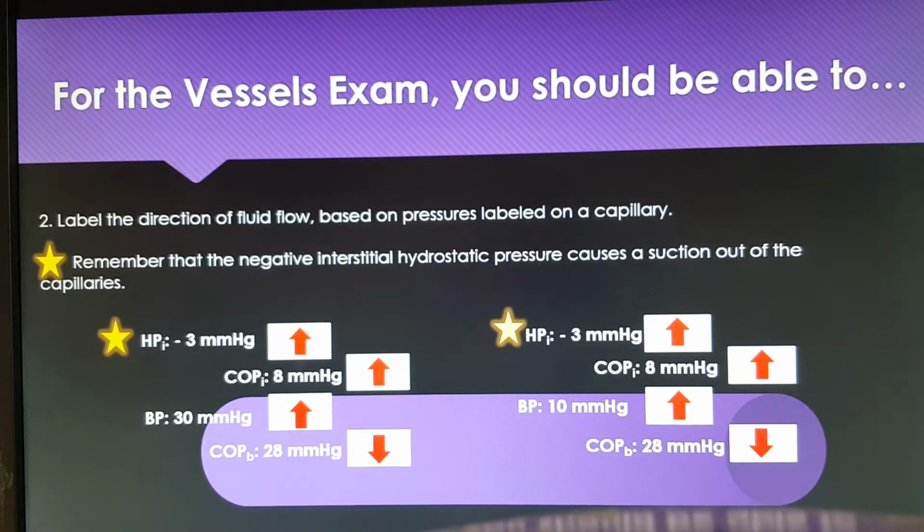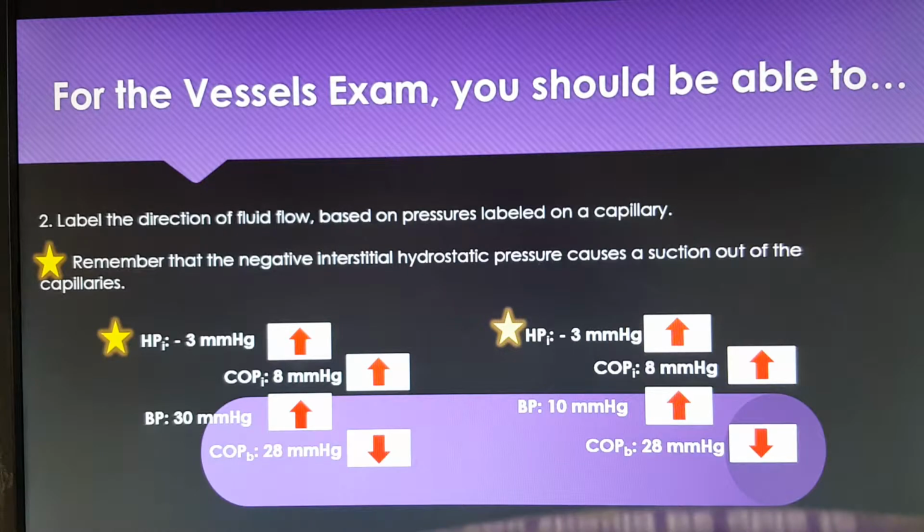So labeling your direction of fluid flow. So you will have your numbers that are on the test. Again, all these numbers will change on the test, so they'll be different. So all of your pressures except for your colloid osmotic pressure of your blood will drive fluid out of your capillaries. And then that's the only one that drives fluid into your capillaries.